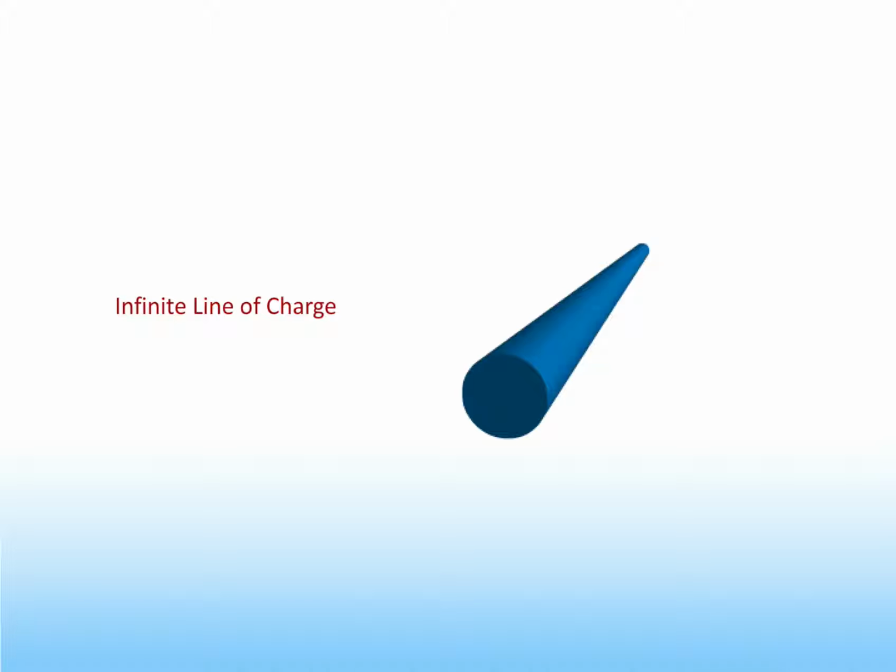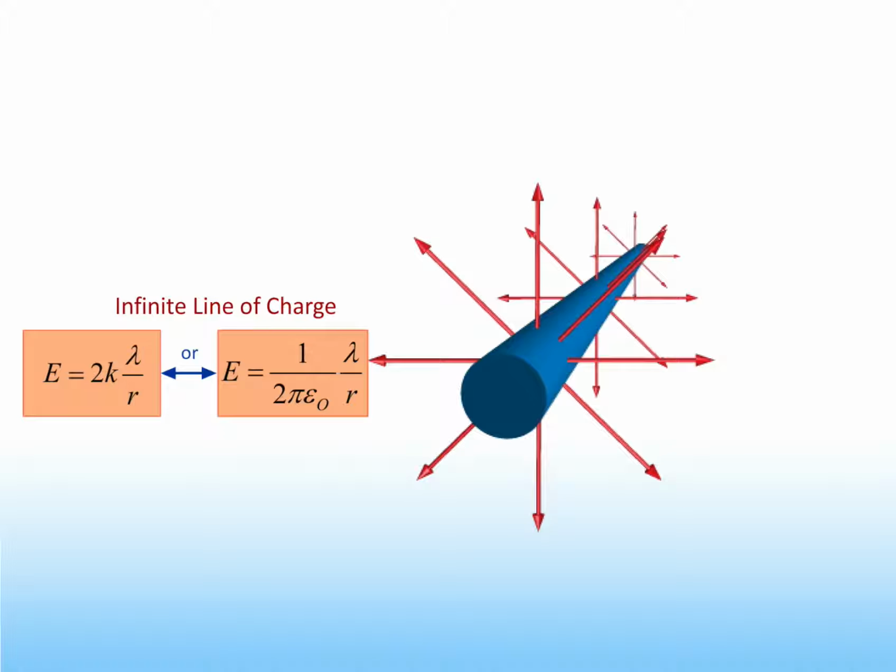We'll now verify that Gauss's law works for our example of the infinite line of charge. Recall from the last pre-lecture, we determined the direction of the electric field produced by an infinite line of charge to be perpendicular to the line, and its magnitude to be proportional to lambda, the charge density, and inversely proportional to r, the perpendicular distance from the line.